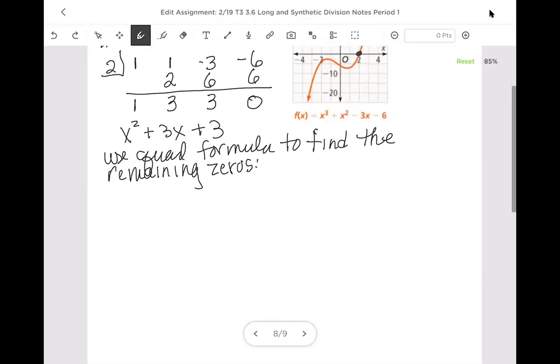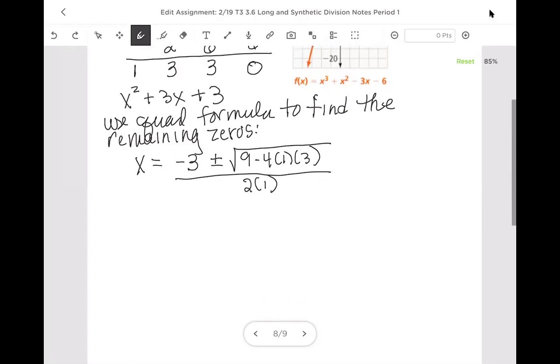Okay, so let's do that. X equals, now you see why I had you do quad formula with your Delta Math. Hopefully you practice those. So opposite of b plus or minus the square root of b squared minus 4 times a times c all over 2 times a. So that's going to be -3 plus or minus the square root of 9 subtract 12 is -3 over 2.